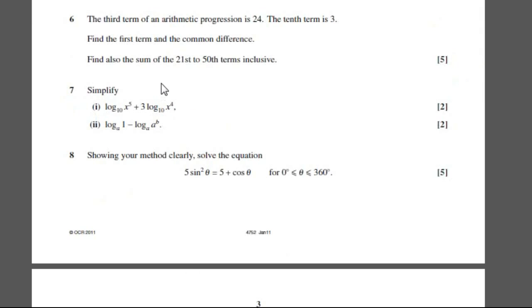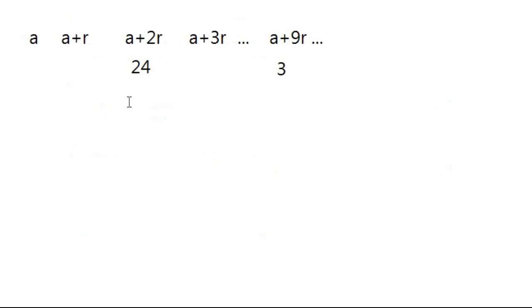The third term of an arithmetic progression is 24, and the 10th term is 3. We need to find the first term and the common difference, so a and r. Find also the sum of the 21st to 50th terms inclusive. So let us go on to find a and r. First of all, we have these two numbers given, 24 and 3, and all we need to do is to find a and r. This is actually a simultaneous equation.